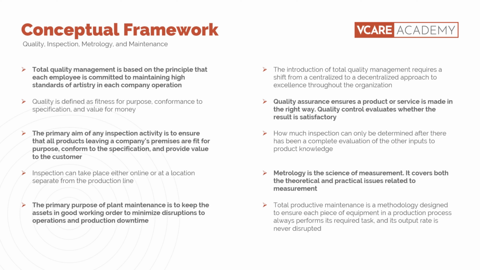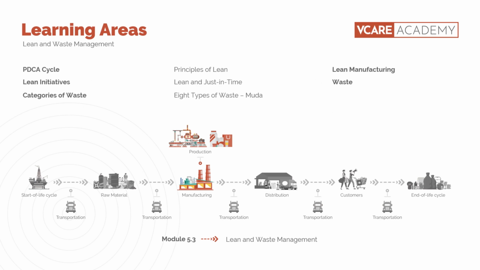Module 5.3, Lean and Waste Management. The PDCA cycle, the Plan, Do, Check, Act cycle. We'll look at the principles of lean. We'll look at lean manufacturing and lean initiatives and lean and just in time. And then we'll start talking about waste and the categories of waste and the 8 types of waste that we might find in our operation. We call them muda from the Japanese.